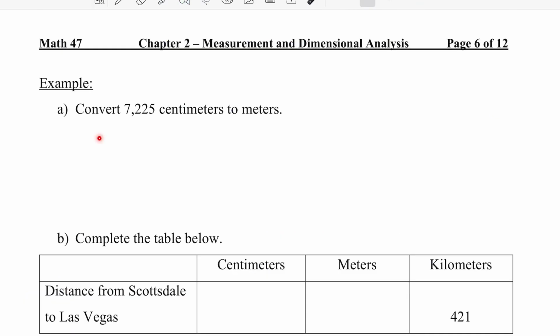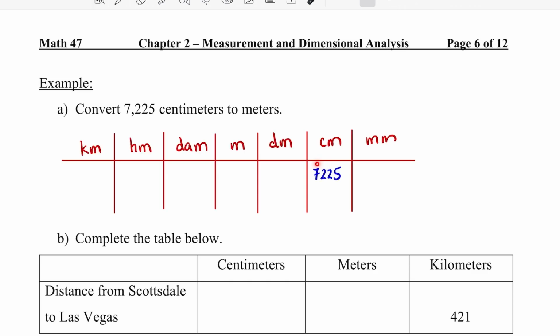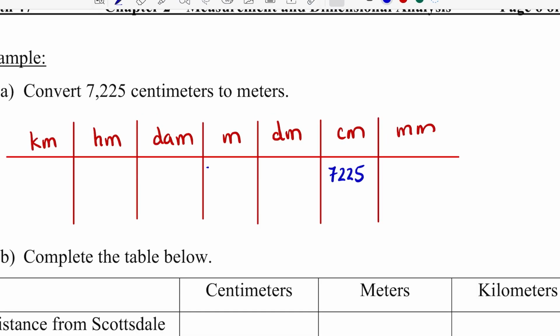Example 2, convert 7,225 centimeters to meters. Again, I need to have my table. I have 7,225 centimeters, and I want to convert that to meters. And meters are 100 times larger than centimeters. So I'll take 7,225 divided by 100. And I get 72.25.